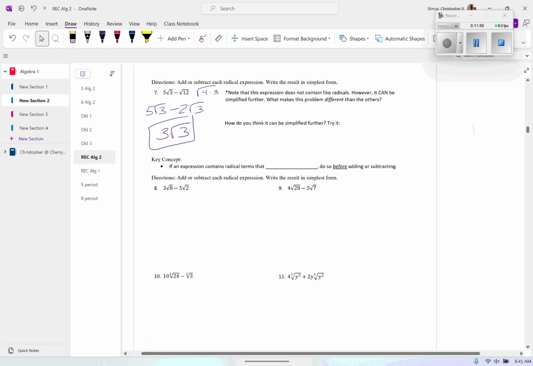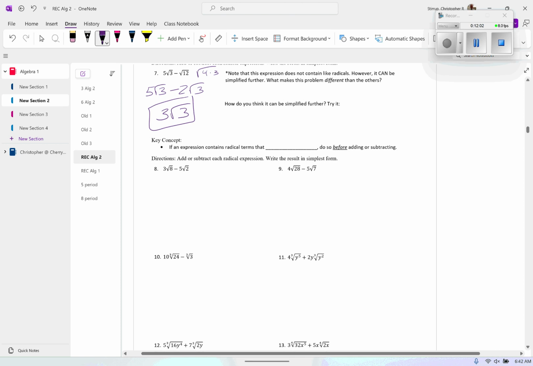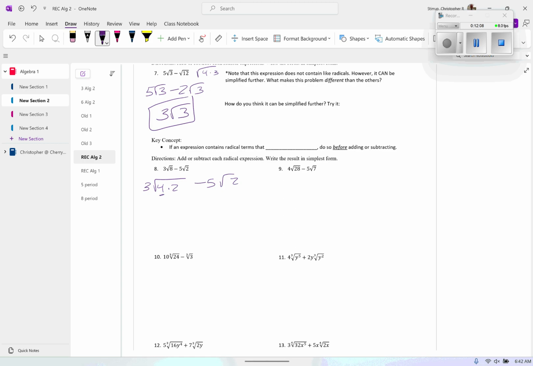So let's keep going. I want to break root 8 down. I'm going to break that to 4 times 2 minus 5 root 2. Square root of 4 is 2. 2 times this is 6, so I get 6 root 2 minus 5 root 2. 6 minus 5 is 1, so 1 root 2, or you could have just root 2. Doesn't matter how you put your answer either way.